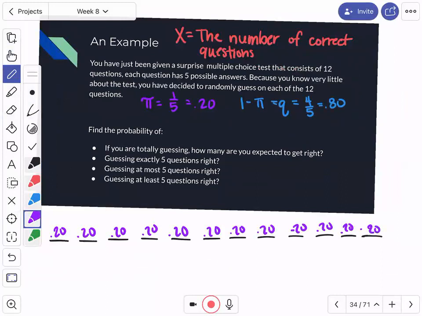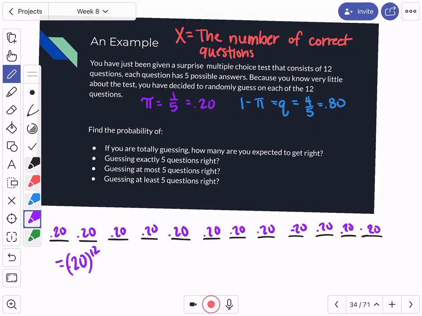Now, y'all said do 12 times 0.2, right? But what is this actually saying? I have 0.2 how many times? 12 times. So this is actually written as 0.2 to the 12th power. That means I got every question correct.